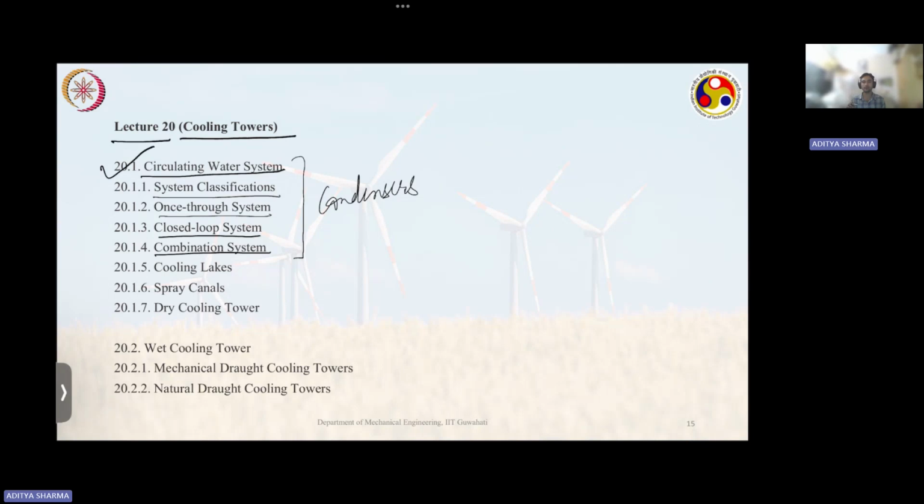For your boiler, you have your feed water system. For your condenser, this is your circulating water system. Then classification has been done. Once through, so I hope by now you all well understand this term, right? Once through means it will pass once only. So we have seen it in other cases at different places.